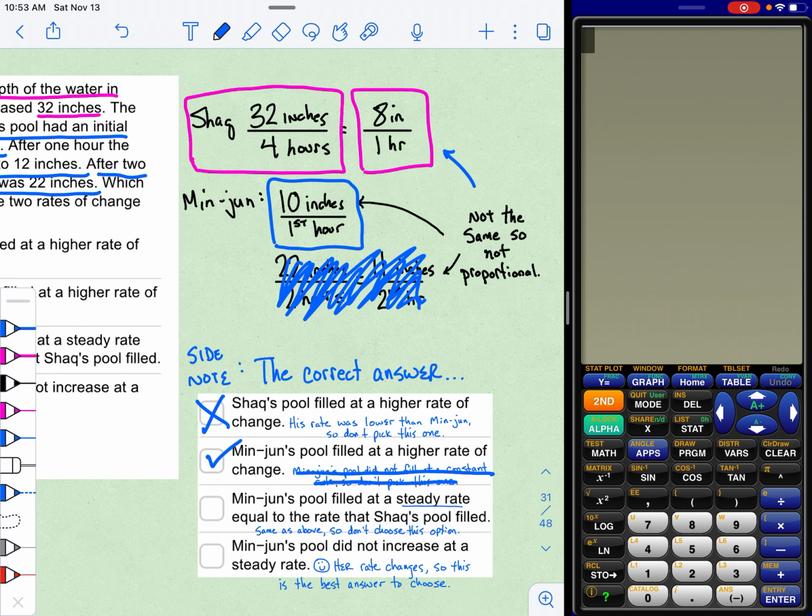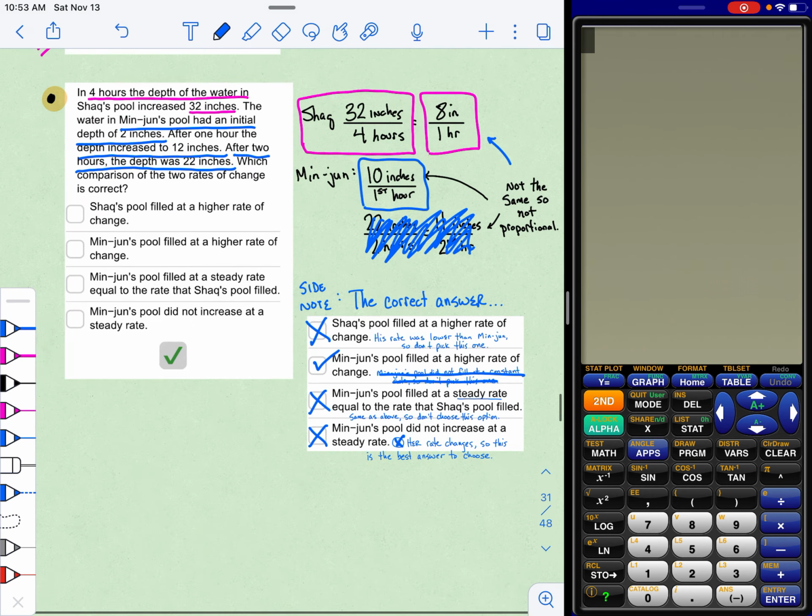Just to go through the options, Minjun's pool filled at a steady rate equal to the rate that Shaq's pool. It was a steady rate, but it wasn't equal to Shaq's pool. Shaq was 8 and Minjun was 10, so this is out. And Minjun's pool did not increase at a steady rate. That's incorrect. That's what I thought the right answer had been, but that's wrong. I misunderstood that question, so that is an incorrect statement, and you can see the correct one is marked.